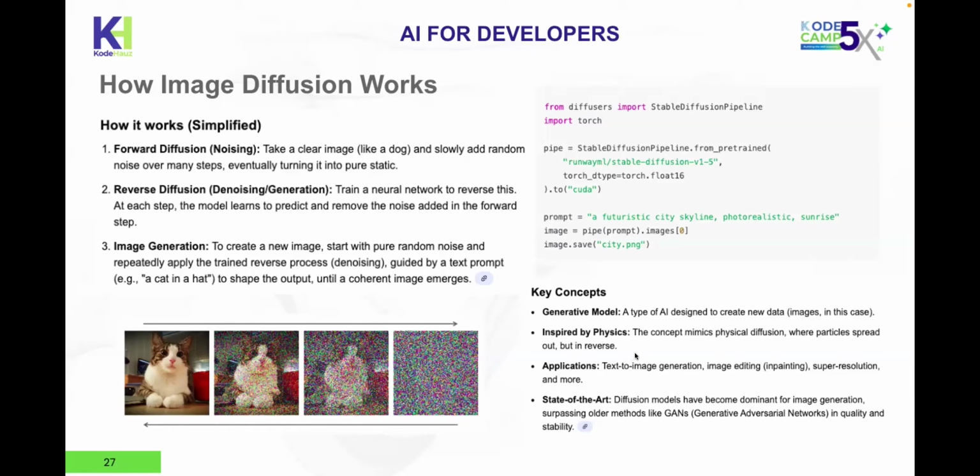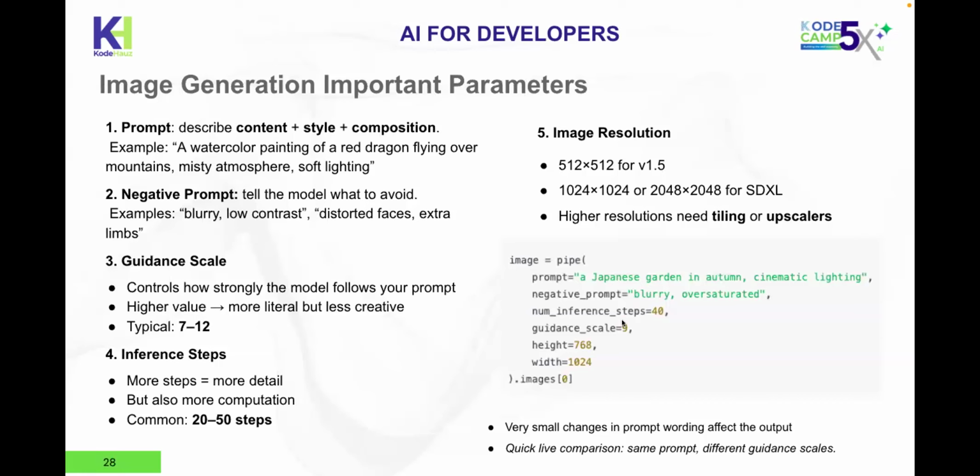Then, of course, diffusion models have become state of the art. They have become dominant for image generation. Like I say, in the old days, GANs were the best. GANs were superb. But GANs, generative adversarial networks, have now been surpassed: diffusion models have become better than GANs in terms of the quality and the stability of the images generated.